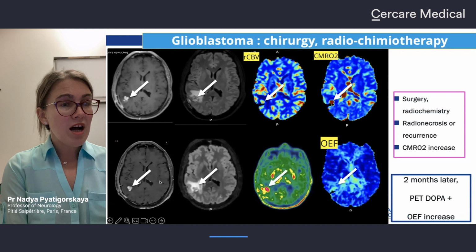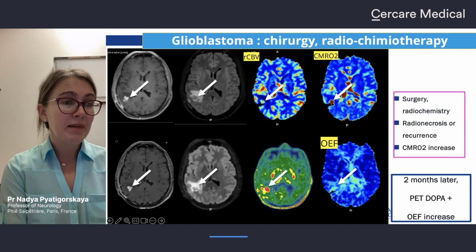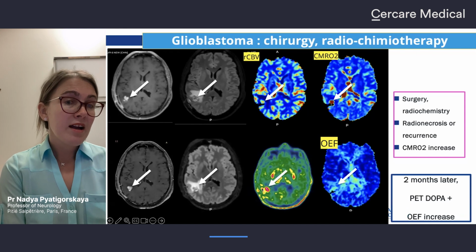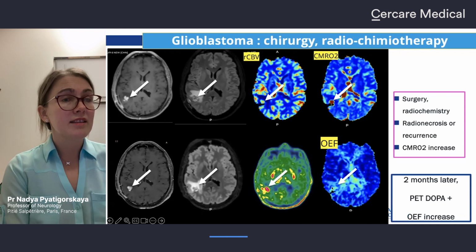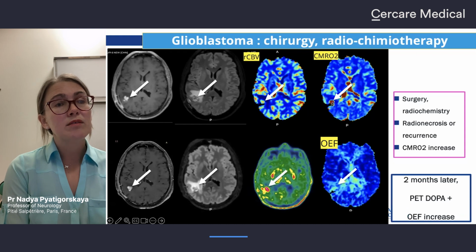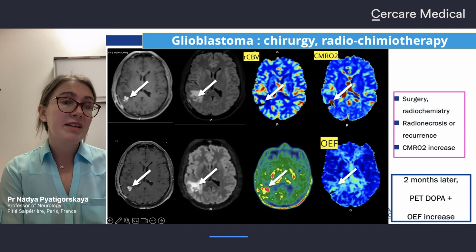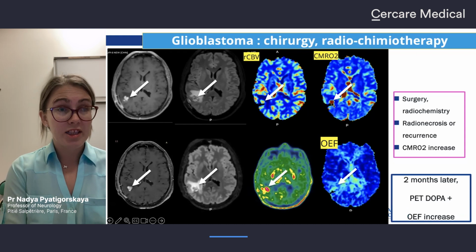And we follow up this patient, and actually the contrast enhancement didn't change much, but there was a double bundle that appeared and OEF increase, and actually indeed this CMRO2 increase was really predictive of the tumor progression.